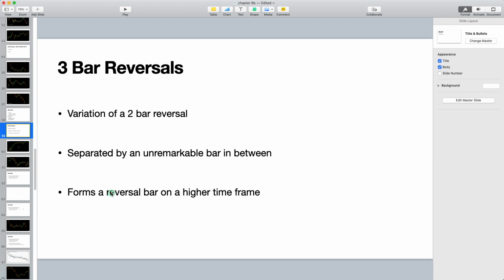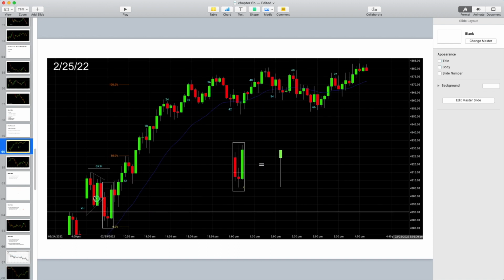And just like a 2-bar reversal on the 5-minute chart would form a reversal bar on the 10-minute chart, a 3-bar reversal on the 5-minute chart would form a reversal bar on the 15-minute chart if the times line up. So here, for example, we have an opening reversal, high to buy around the moving average.